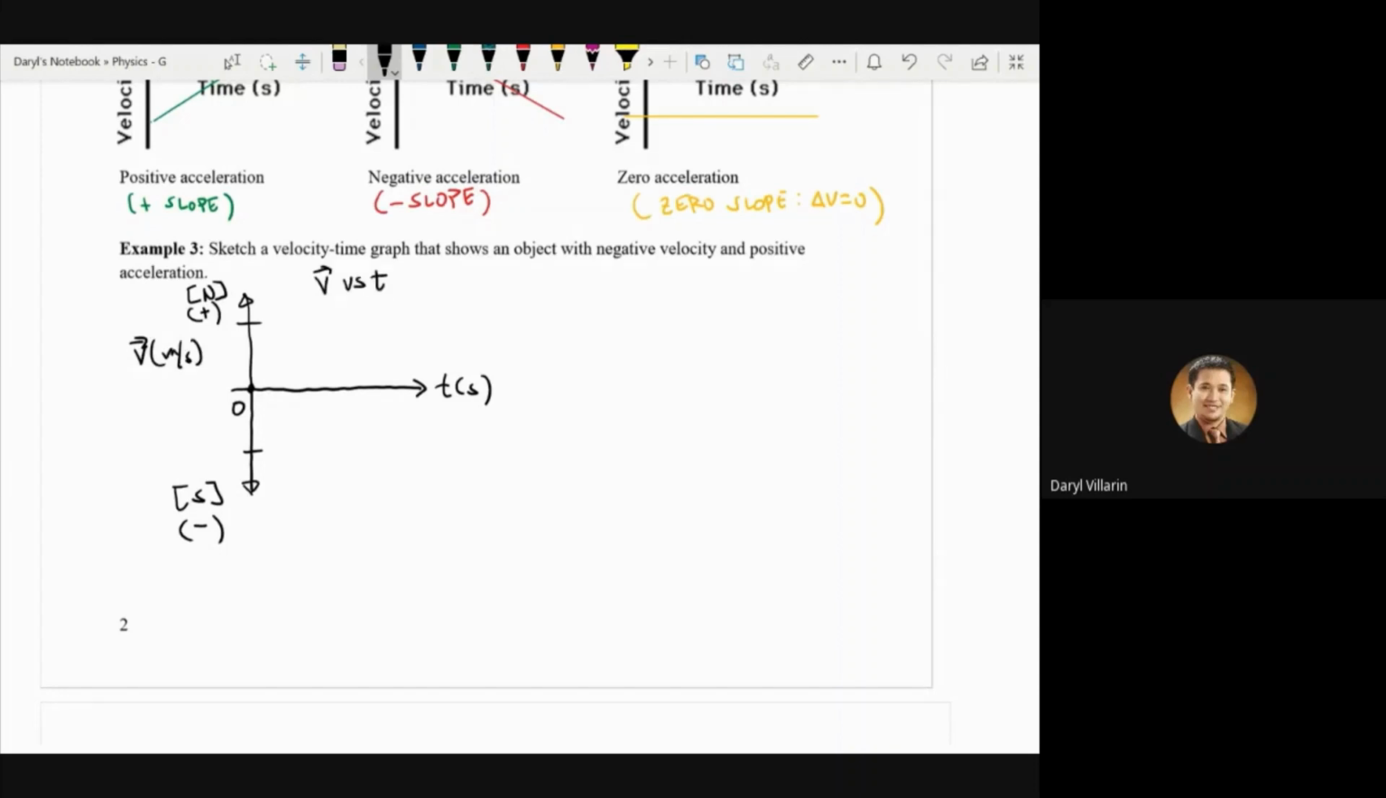So how can I have negative velocity but positive acceleration? Well, let's try to go back on what we know about negative velocity.